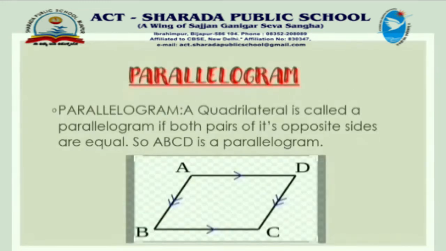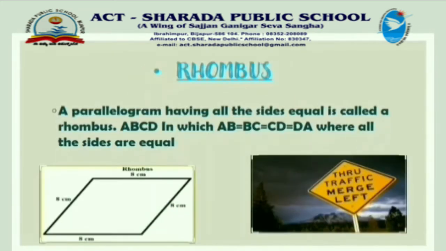First, parallelogram. A quadrilateral is called a parallelogram if both pairs of its opposite sides are equal. So in the image ABCD is a parallelogram. Rhombus. A parallelogram having all the sides equal is called a rhombus. ABCD in which AB is equal to BC is equal to CD is equal to DA, where all the sides are equal. Here the example is a rhombus having all sides of 8 cm.